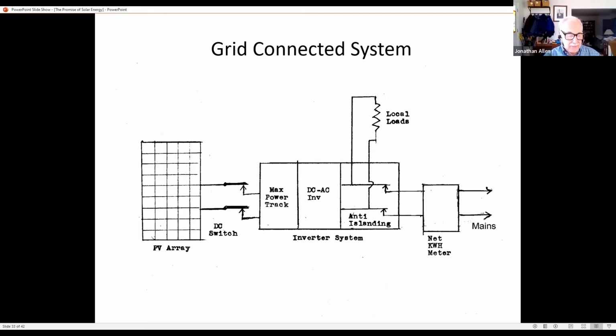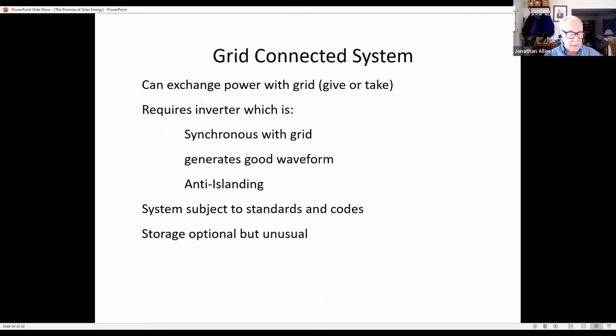Here's a list of the characteristics of grid-connected systems. They can exchange power with the grid, give or take, require an inverter, and also the inverter has to have a good sinusoidal waveform because it's feeding into the grid where they're fussy about that. It's also subject to standards and codes more than a freestanding system because it is connected to the grid. Storage is rare, but it is possible.